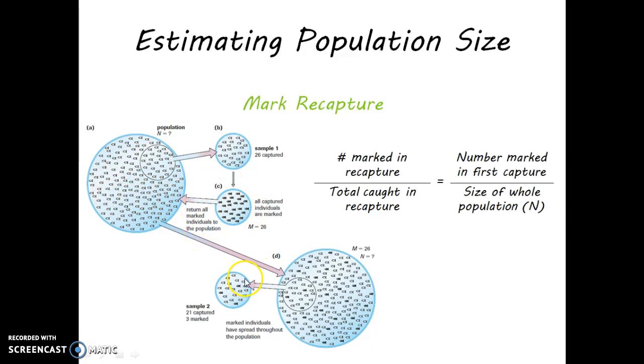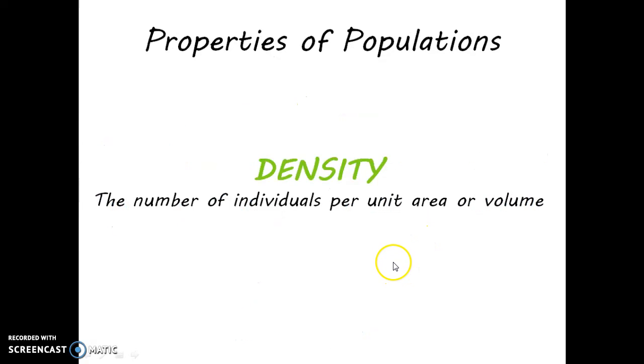Later on, they come back and capture another group of fish, and then they look at the proportion between the number that are marked and the number that are not. They're assuming that that proportion is the same for both the entire population and the recapture population. So they can set up a ratio and cross multiply and solve for the size of the entire population. That gives us a pretty good estimation of the entire population size. Now, the other property of populations that scientists are going to take a close look at is their density.